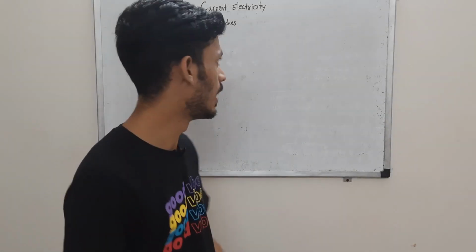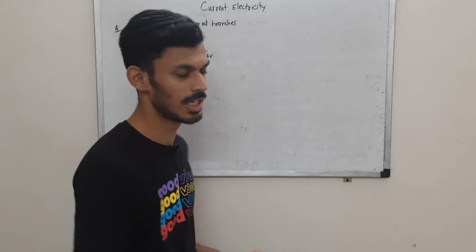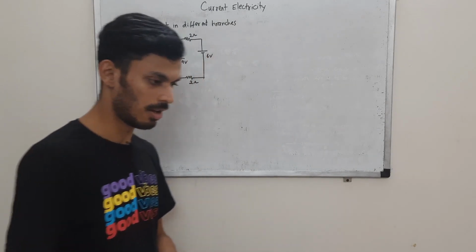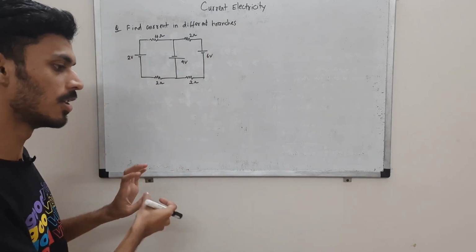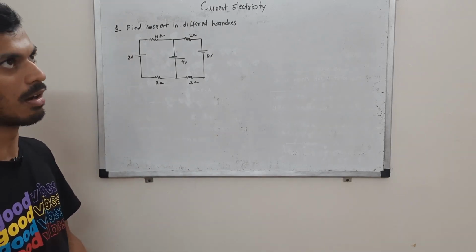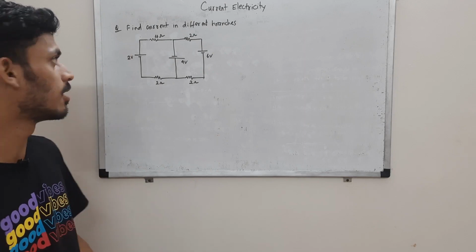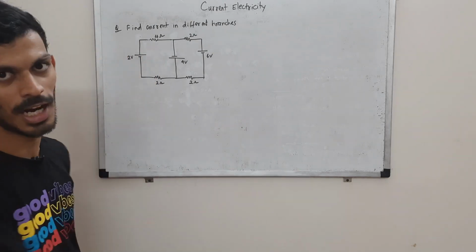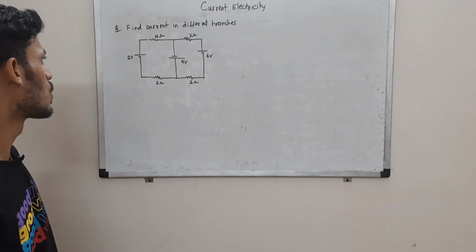We are supposed to find the current in different branches. This is a question based on your Kirchhoff's law. The questions will be of similar types only. You will see multiple batteries in a circuit, and you will be asked to find the current through a particular resistor, or maybe through different branches, as in this case. Okay, so let's find it out.